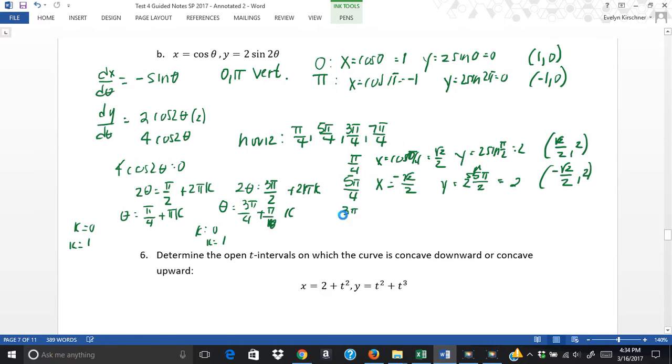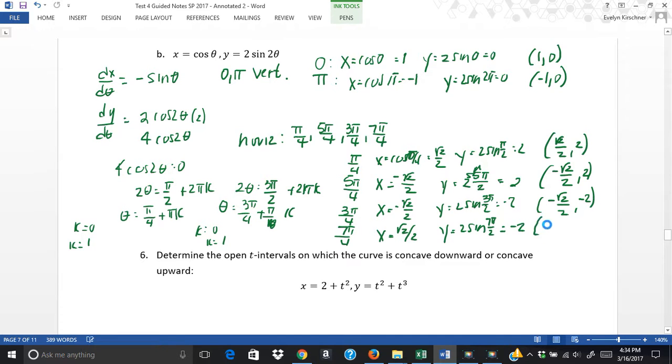At 3 pi over 4, my cosine is negative radical 2 over 2, and I have y equals 2 sine of 3 pi over 2, so that's negative 2. So I have negative radical 2 over 2, negative 2. And at 7 pi over 4, x is going to be radical 2 over 2, and y is going to be 2 sine of 7 pi over 2, which is negative 2, so I have radical 2 over 2, negative 2. So horizontal here and vertical there.